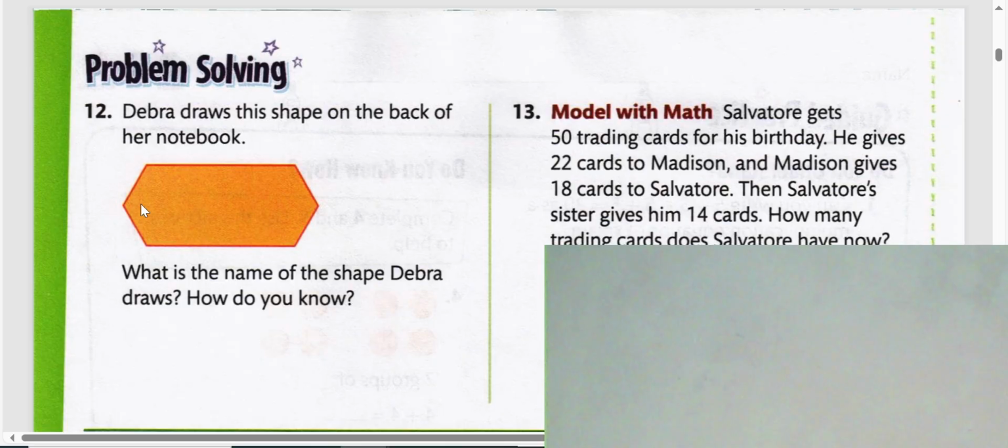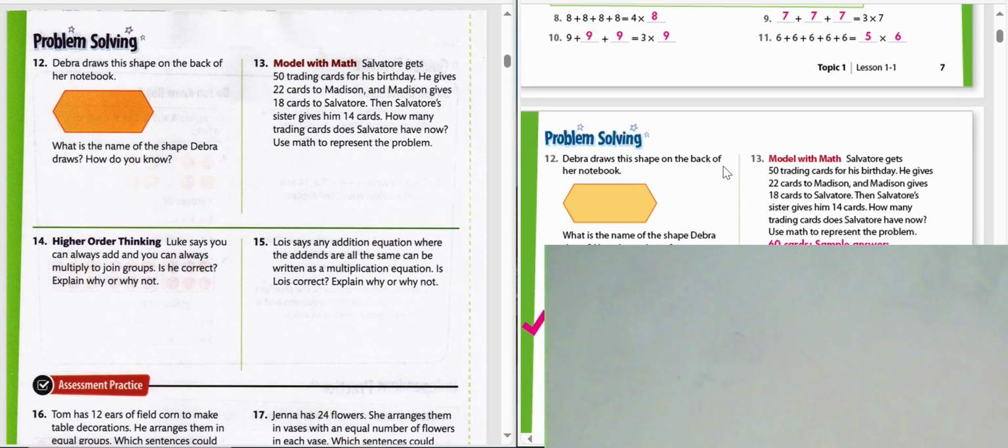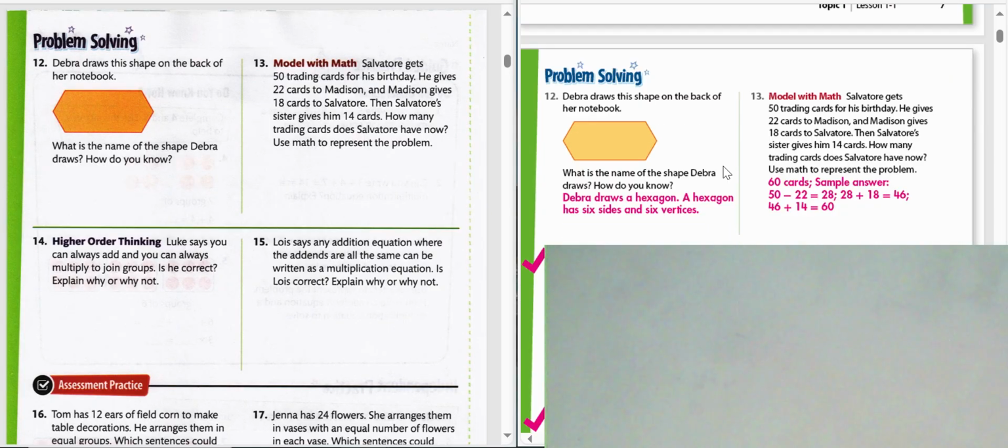Okay, 1, 2, 3, 4, 5, 6. 6 sides. We call it a hexagon, because this polygon contains 6 sides. Deborah draws a hexagon. A hexagon has 6 sides and 6 vertices. We call it a hexagon. Okay. Question number 13.